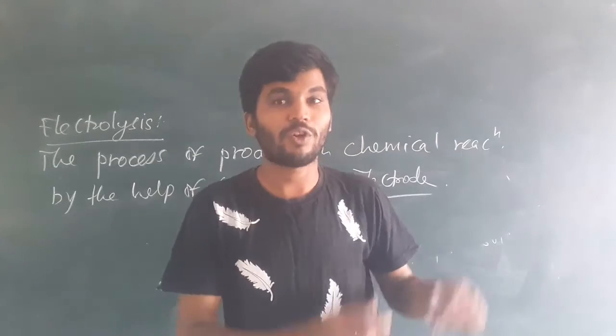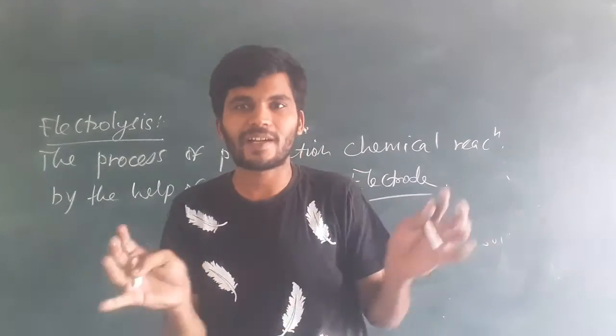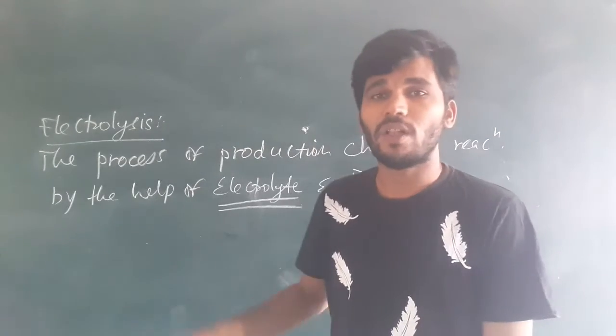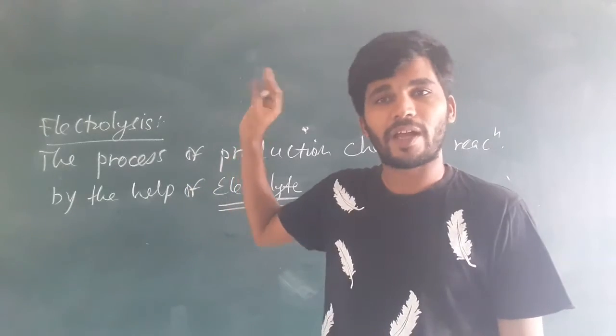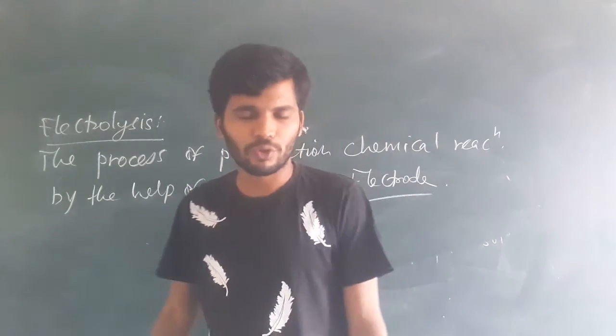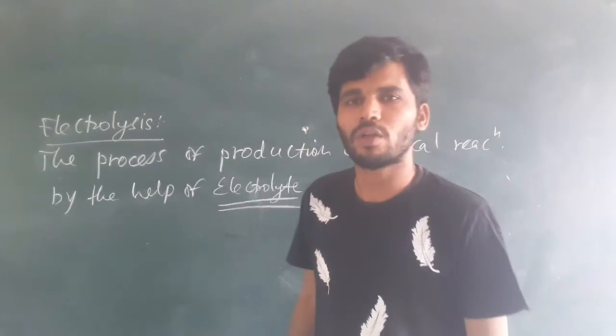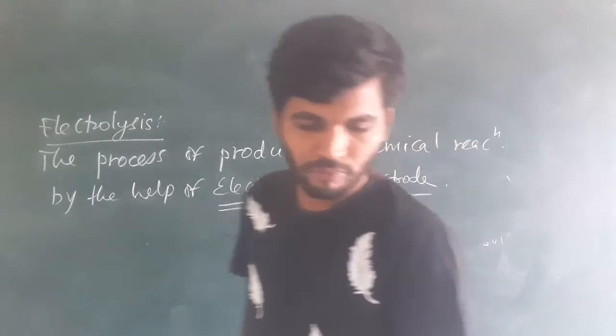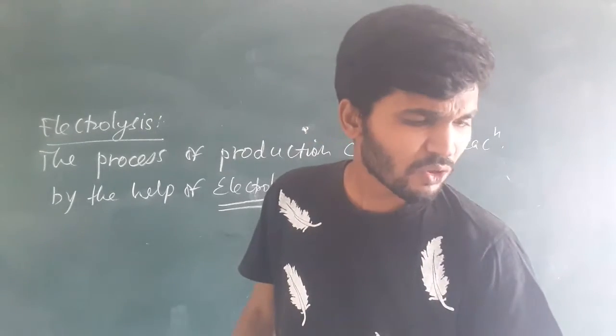Process I have already told. Oppositely charged particles attract each other. That's why all the positively charged will go to the cathode and all the negatively charged will go to the anode, right? So this was our concept.